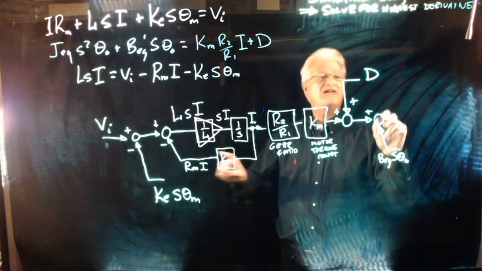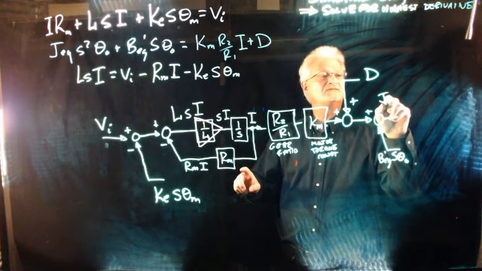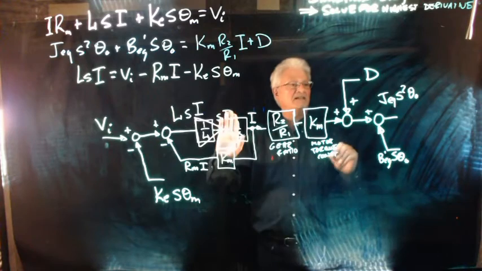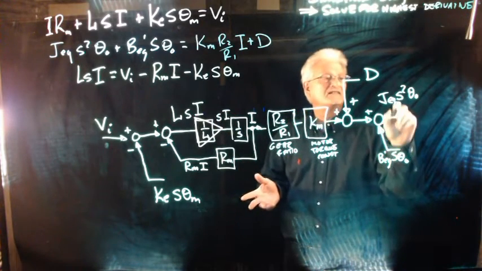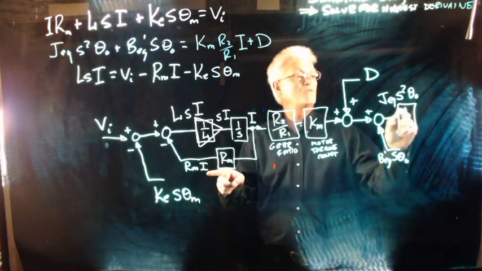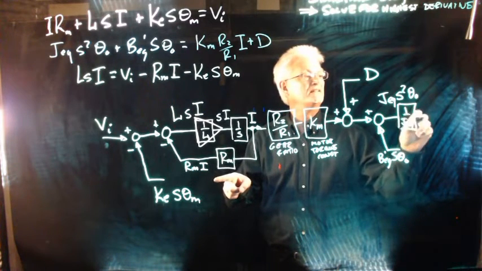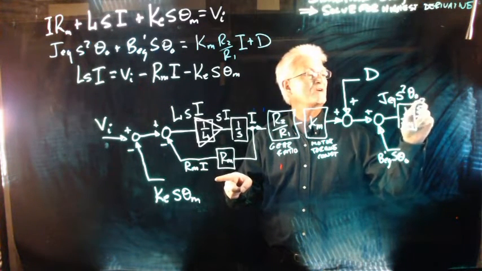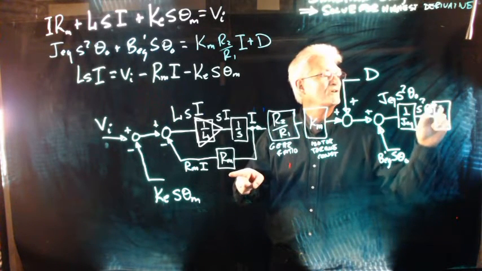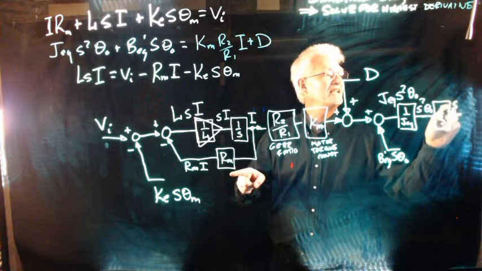And if I do that, I get J equivalent s squared theta out. But that's not what I really want. So I'm going to do the same thing we did here. This is 1 over J equivalent. That's going to give me s squared theta out. And now I'm also going to go over 1 over s. That's going to give me s theta.